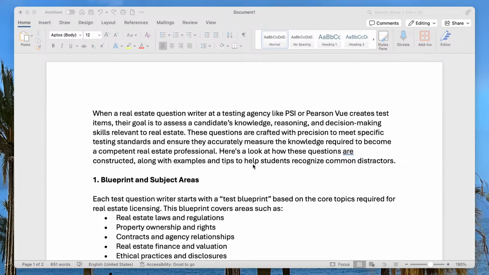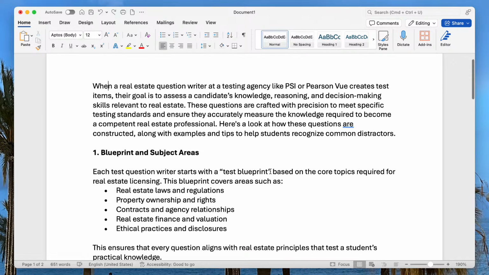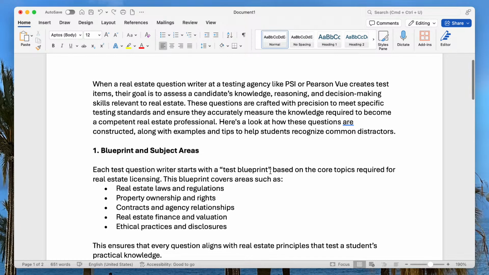It tells us right here that when a question writer for a testing agency like PSI or Pearson VUE creates test items, their goal is to assess the candidate's knowledge, reasoning, and decision-making skills relevant to real estate. And you can see right here, it says the questions are crafted with precision to meet specific testing standards.